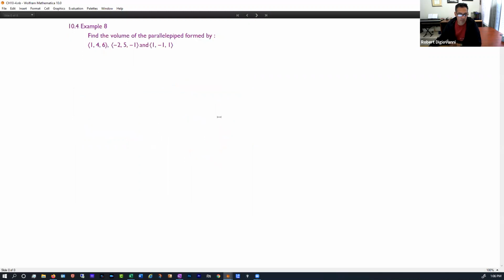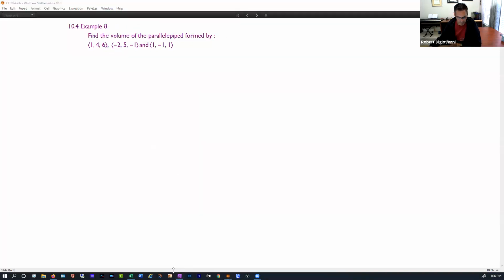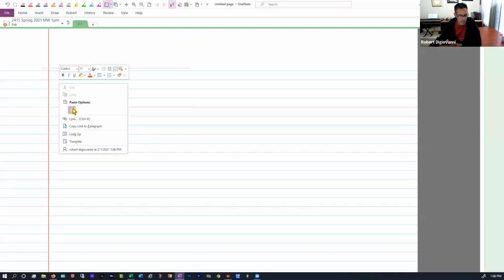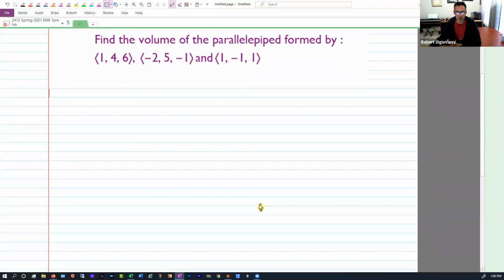And then we have an example. So we want to find the volume of the parallelepiped formed by those vectors. I'm giving you vectors, not points, right? So we don't need to convert anything to vectors first.